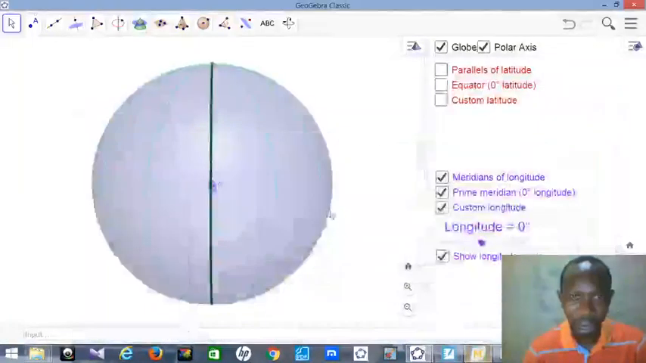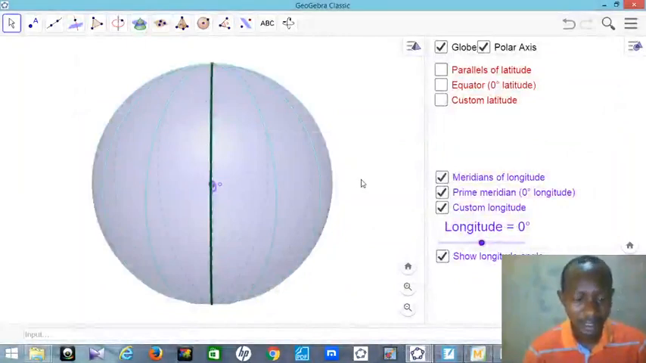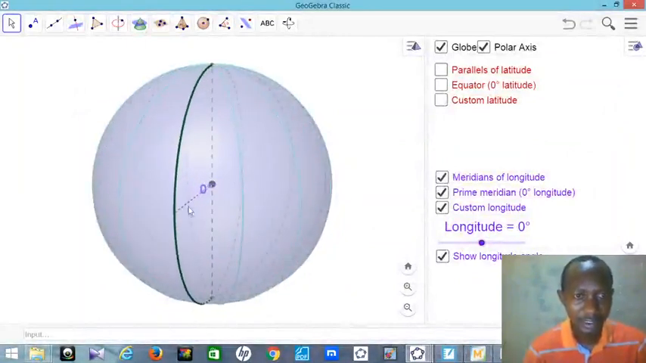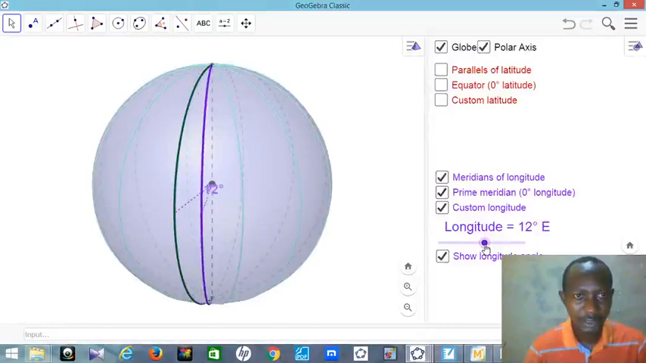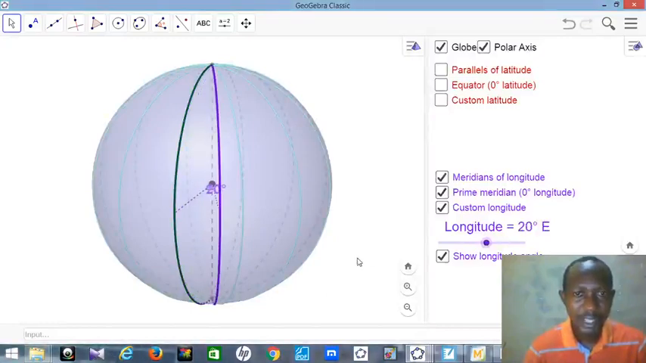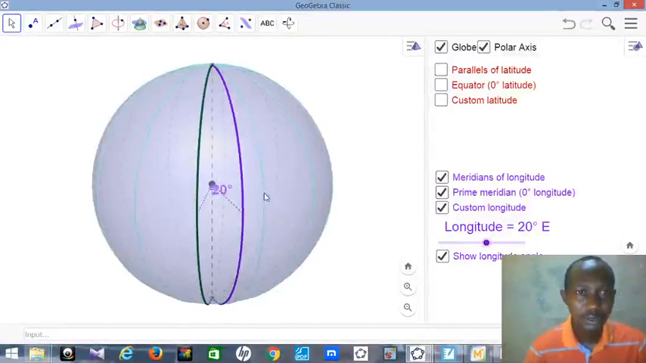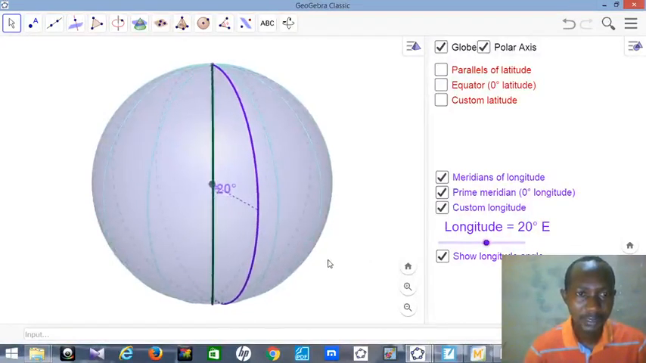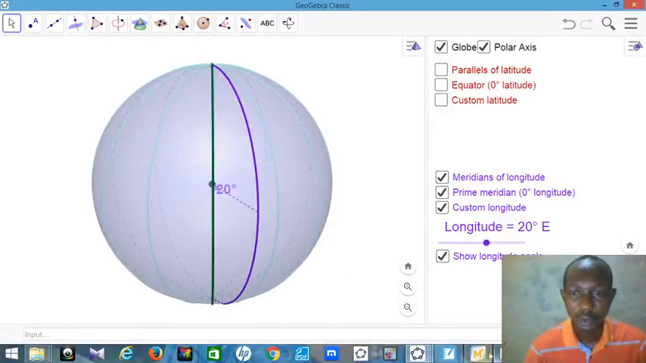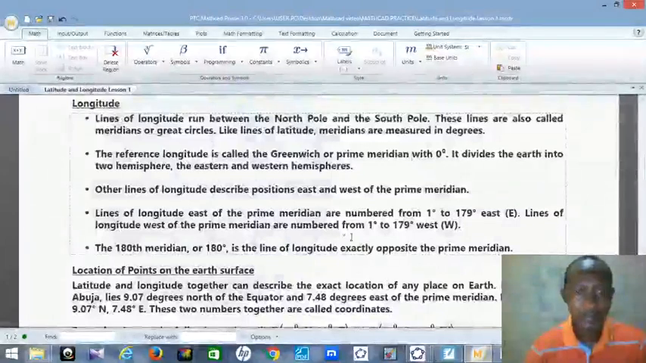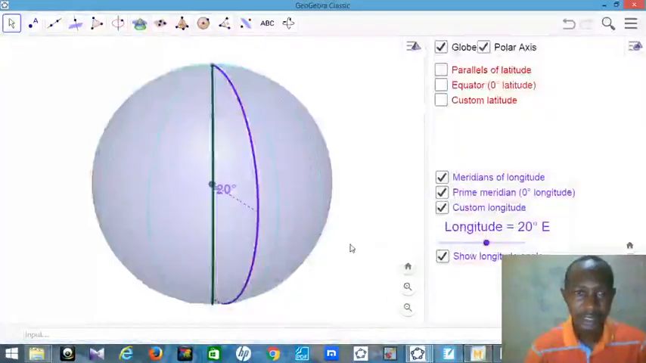So let me demonstrate so that you understand it. This is the prime meridian. Let me turn it so that you can view and see the angle. See, 0 degrees. If I move towards the east, you can see how it's turning. Any longitude on the east side of the prime meridian, you can see the angle will keep increasing till you get to 180 degrees. That's where it will stop, and the 180 degree will be opposite to the prime meridian. That's what this point is trying to say: the 180 degree is the line of longitude exactly opposite the prime meridian.